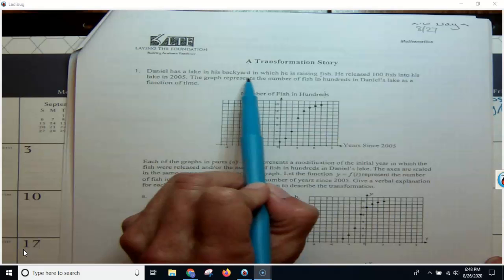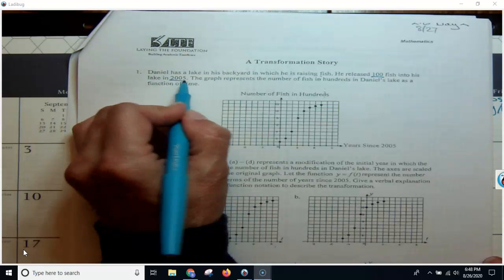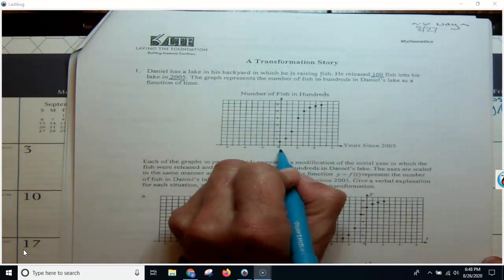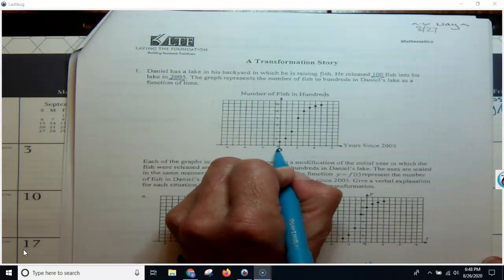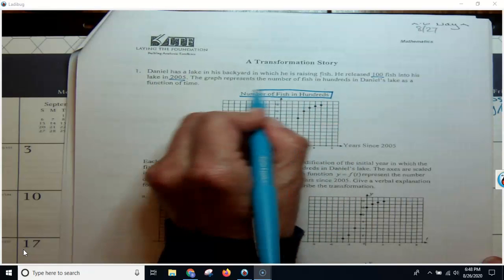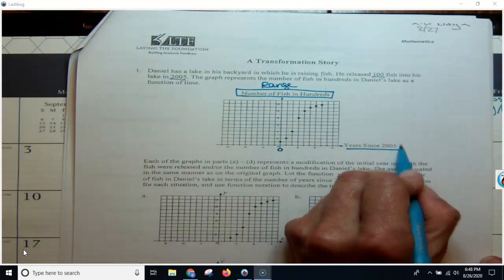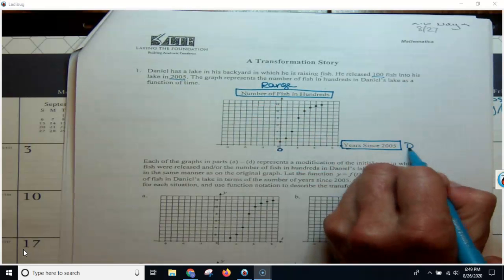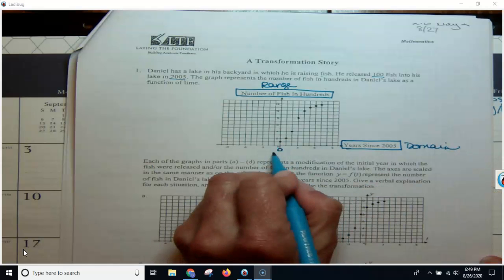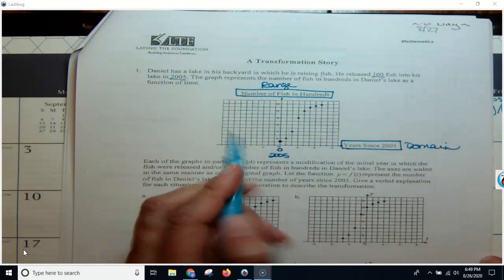Daniel has a lake in his backyard. He's raising fish. He released 100 fish into his lake in 2005. As you can see, 2005 is our year 0 right here. He released 100 because this is the number of fish in hundreds. This is our range. The number of years since 2005 is our domain. So in year 2005, which is right here, he had 100 fish represented by that dot.